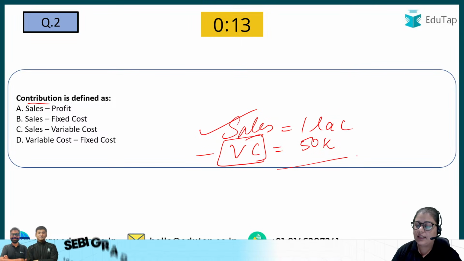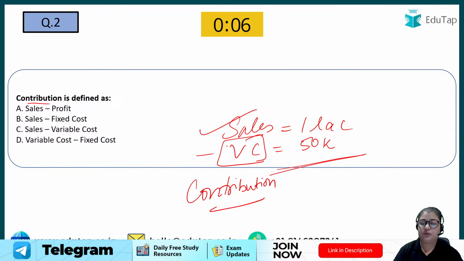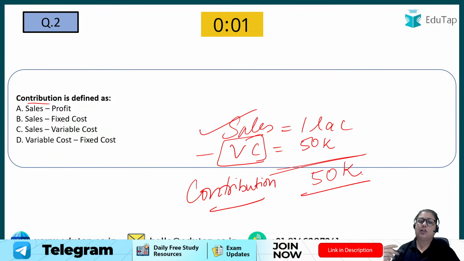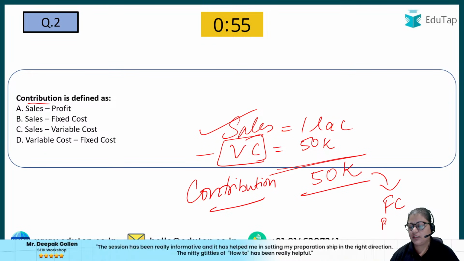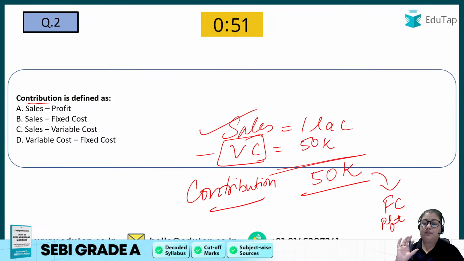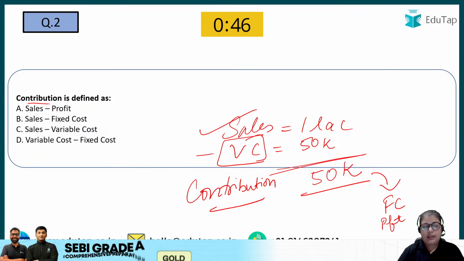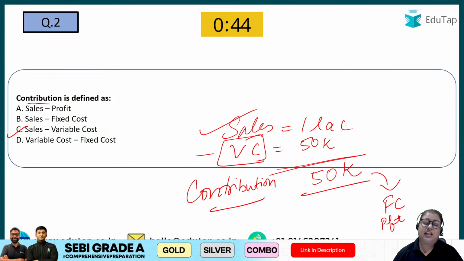So whatever is left with me is contributing. That is my contribution. Whatever is left after deducting my variable cost from the sales, in this case it will be 50,000. This will contribute to the business for covering two things: one is fixed cost and one is profit. So the firm first says that I need to cover my variable cost at least. So what will be the formula for contribution? It is sales minus variable cost, and this is very important from the paper point of view.